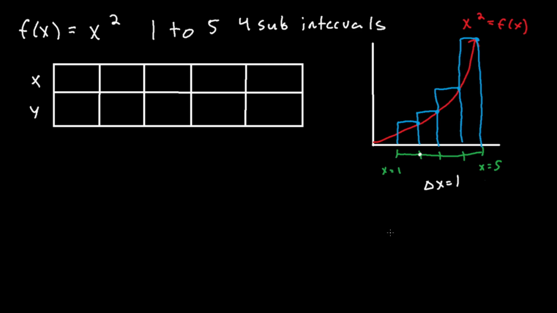So that means this point here is x equals 2. If I drew that better, x equals 2. This point here, x equals 3. And this point is x equals 4. And the next point is x equals 5, which is the end of our interval.